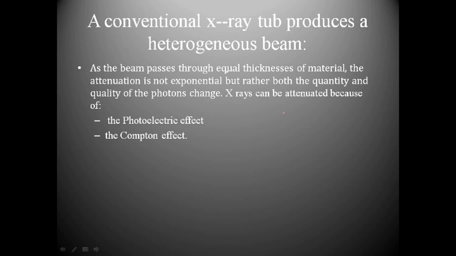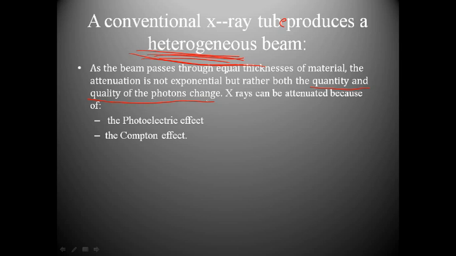Okay, a conventional X-ray tube, not tub, but this is supposed to have an E here, produces a heterogeneous beam. And so that's something to keep in mind. When you think about an X-ray tube, you're looking at a heterogeneous beam. As the beam passes through equal thicknesses of material, the attenuation is not exponential, but rather both the quantity and the quality of the photons change. So where we saw that only the quantity changes on a homogeneous beam, on a heterogeneous beam, both the quantity and the quality change. Very important to keep in mind.